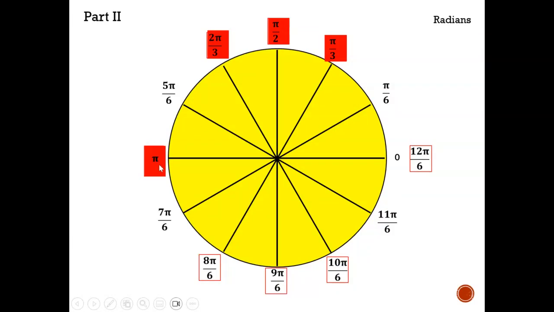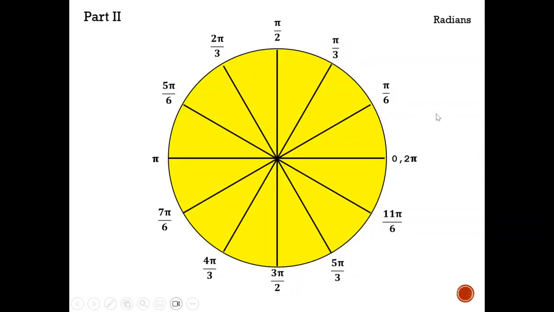And 6 pi over 6 will give us pi. 8 pi over 6 will give us 4 pi over 3. 9 pi over 6 simplifies to 3 pi over 2. And 10 pi over 6 reduces to 5 pi over 3. And finally, 12 pi over 6 simplifies to 2 pi. We're done with the radians.